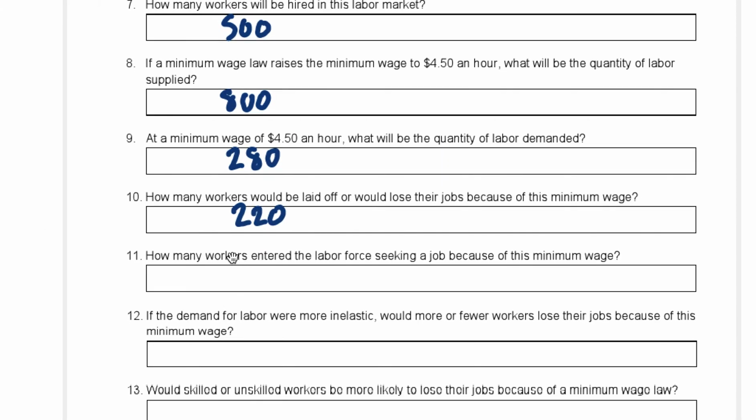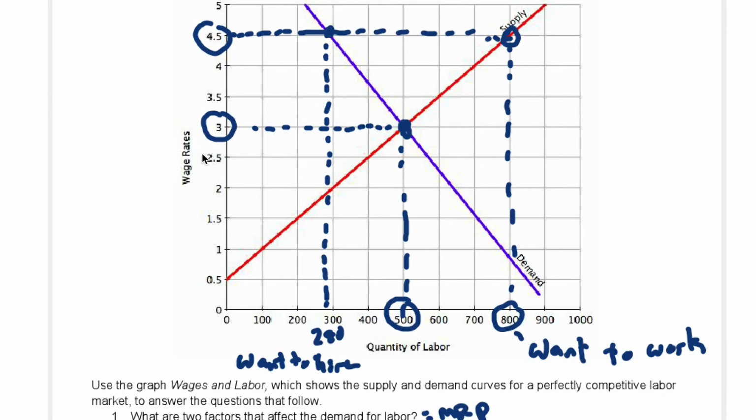And how many workers entered the labor force. So it was 500 workers were signing up to work, but now it's 800. So 300 more workers arrived looking for jobs. So here's where we have this big difference. So the demand for labor likely doesn't look like this. It doesn't look like this. Most, and I'm going to delete some things here.